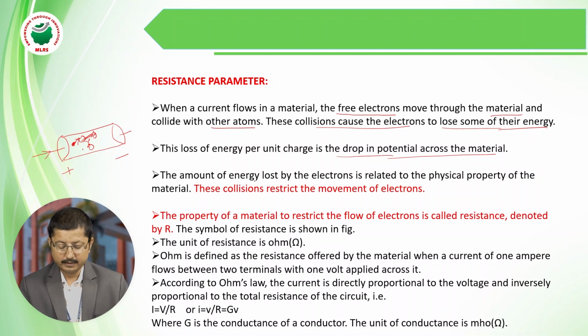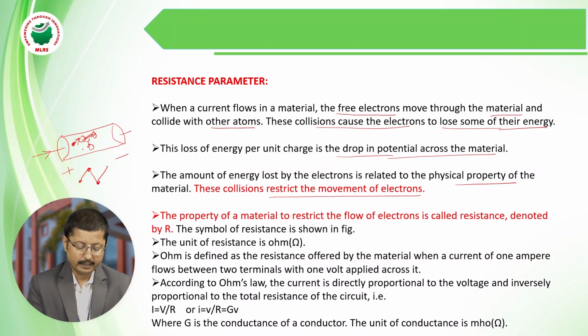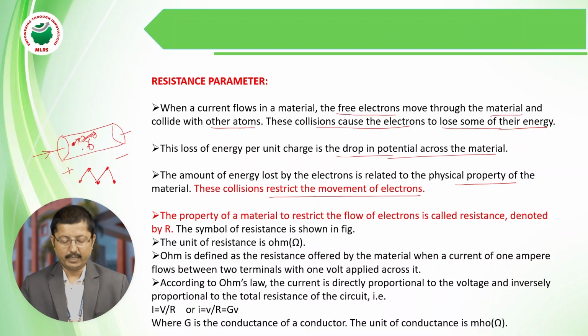The large amount of energy lost by electrons is related to the physical property of the material. These collisions restrict the movement of electrons. The electrons hit one atom, then hit another atom, and they lose energy each time. This process is continuous, and it restricts the flow of electrons at a particular time. That is a property of a material. So the property of a material to restrict the flow of electrons is called resistance. That is the main property of a resistor.